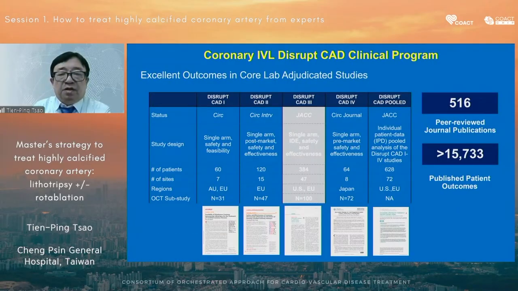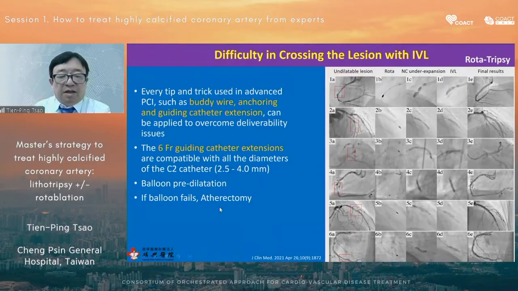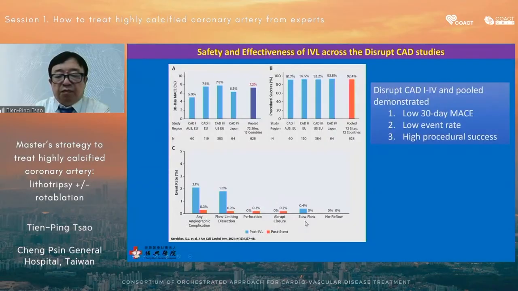The coronary IVL Disrupt CAD clinical program includes Disrupt CAD 1, 2, 3, 4, and the CAD pool. They enrolled 628 patients at 72 sites. The papers were published in JACC and Circulation. The results of Disrupt CAD 1 to 4 and the pooled study demonstrated low 30-day MACE and low event rates, including any angiographic complication, flow limiting dissection, perforation, abrupt closure, slow flow, and no reflow, which are very low.